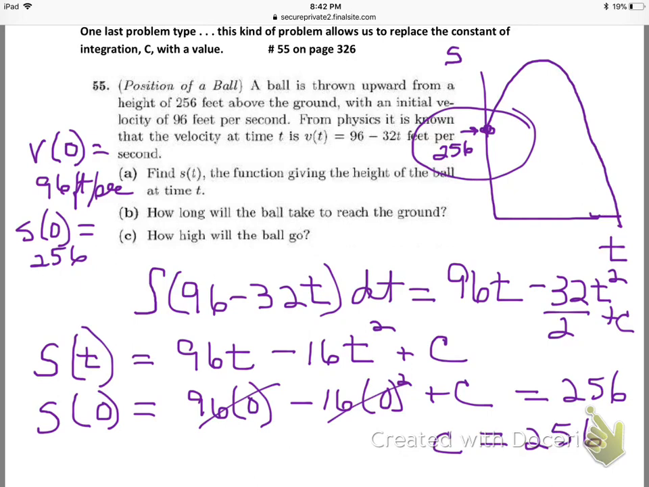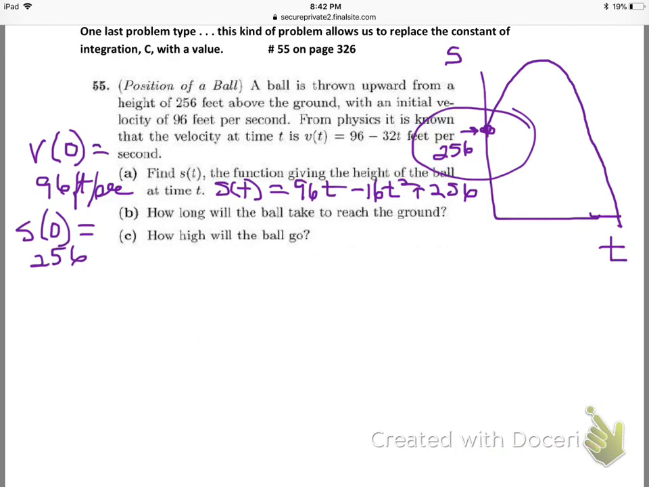So what I'm going to do is write this function here. So this is s of t, and that s of t is going to be 96t minus 16t squared plus, not c, but plus 256. Okay? So now I'm going to erase what I have written so that we can continue to add to answer B and C below.